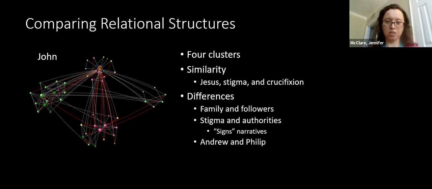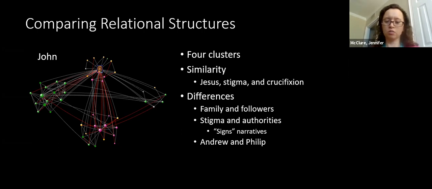Unlike the Synoptic Gospels, where we see disciples and family members in different clusters. And some of this has to do with Mary, Jesus's mother, and Jesus's disciples all being present at the wedding in Cana where he turned water into wine. Some of it involves Jesus's mother Mary and the beloved disciple being together at Jesus's crucifixion.